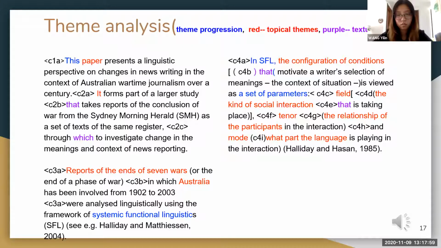There are 3 themes in total, which are field, tenor, and mode. And the rest of the sentences work as either elaboration or extension for these 3 themes. So 4b elaborates 4c, and it has the kind of social interaction as its topical theme. 4f elaborates 4c. It has the relationship of the participants as a topical theme. 4g elaborates 4c. It has the what part of language as the topical theme.